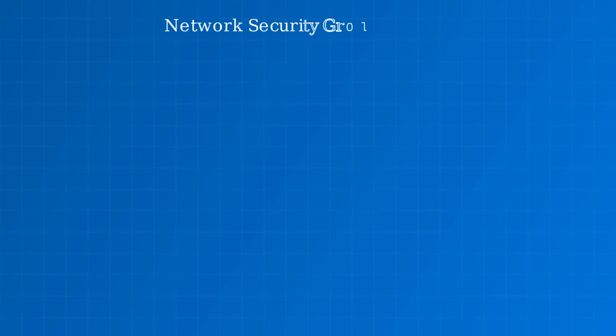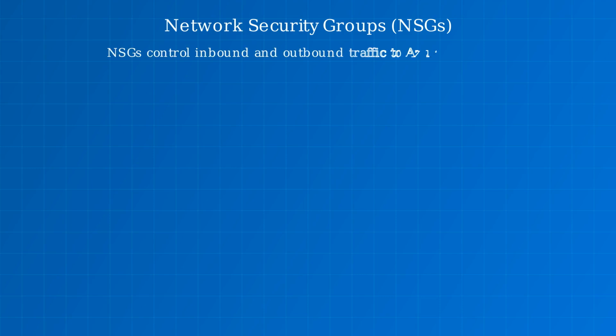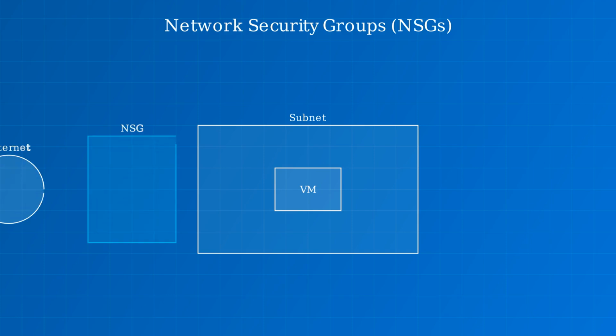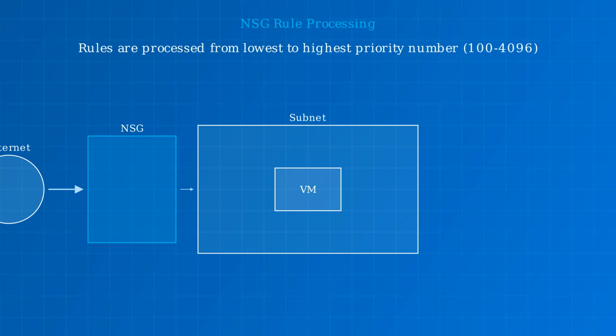Network security groups, or NSGs, are a fundamental security component for Azure Virtual Networks. They control both inbound and outbound traffic to your Azure resources, functioning as a distributed firewall. NSGs can be associated with subnets or individual network interfaces to control traffic flow. When traffic attempts to enter your network from external sources like the Internet, it first encounters the NSG. NSG rules are processed in order of priority, from the lowest number to the highest.